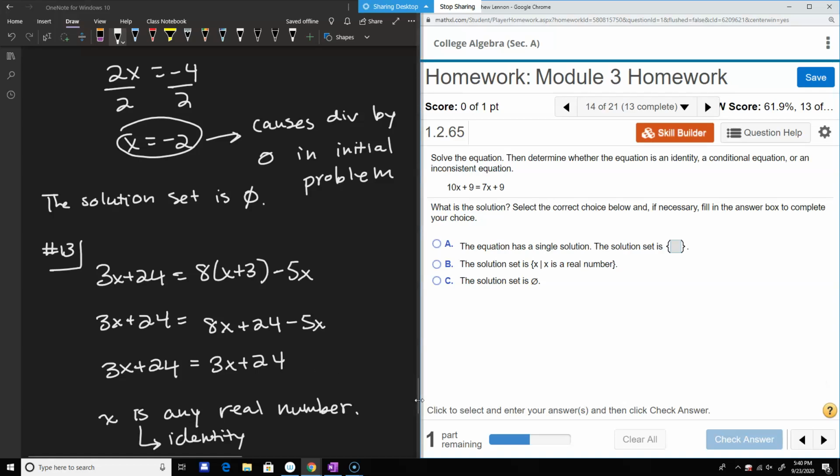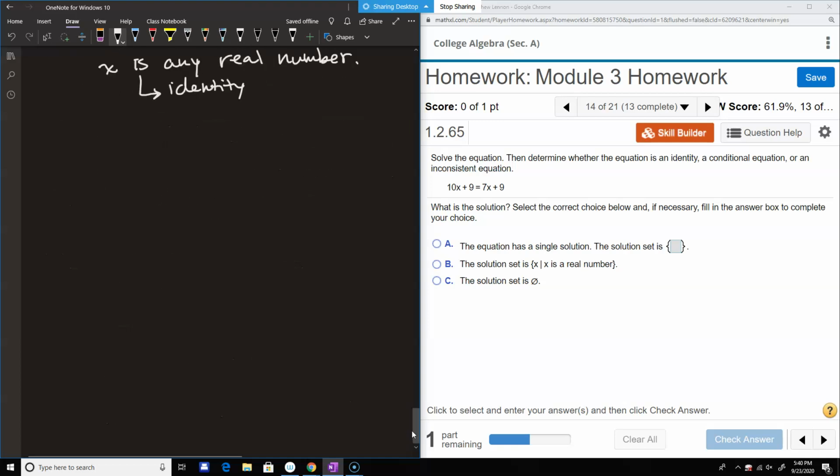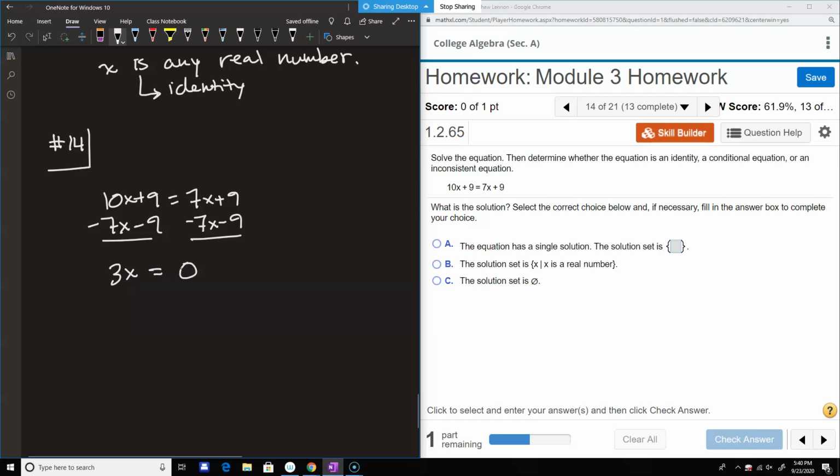So we have another one. So number 14. 10x plus 9 equals 7x plus 9. So normally what we do is we try and just move the x's to one side and the regular numbers to the other. So we'd say, okay, well, minus 7x and minus 9 from both sides. So we end up with 3x equals 0. And this one is just x equals 0, right? You can divide both sides by 3, and x is equal to 0.